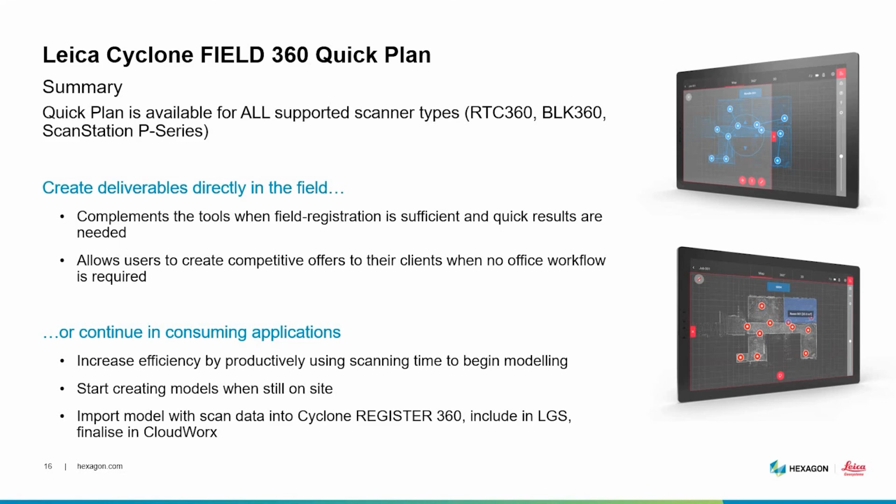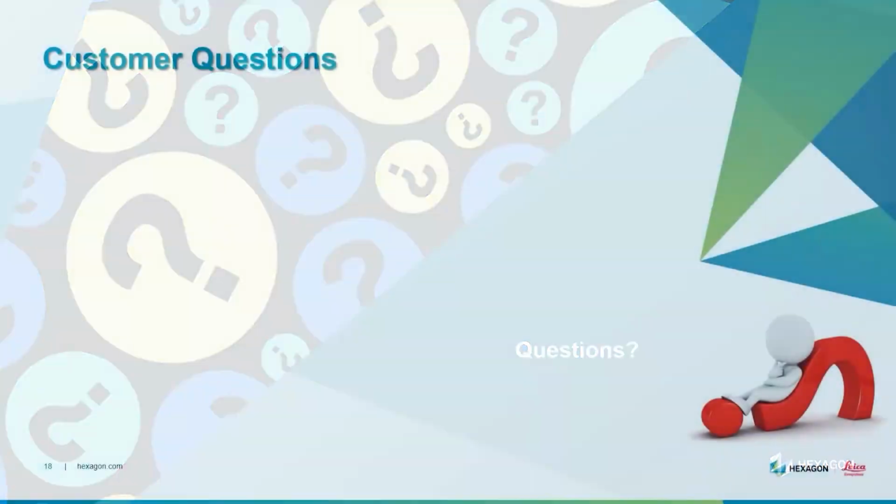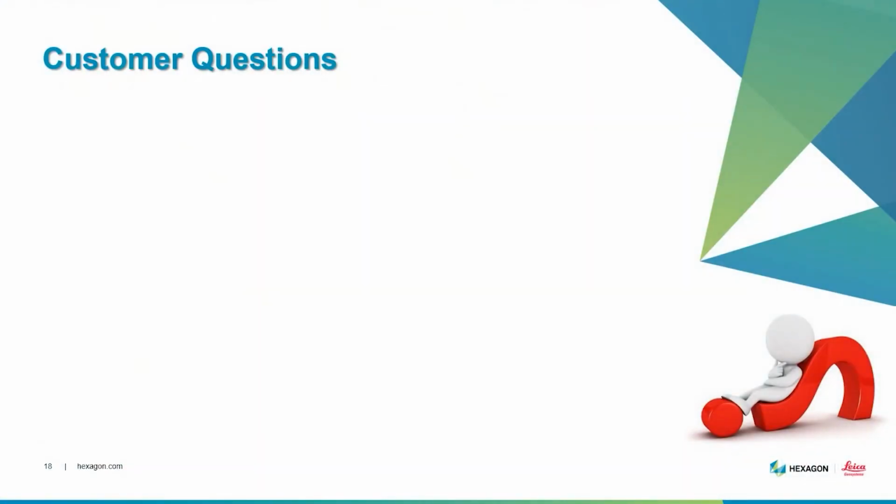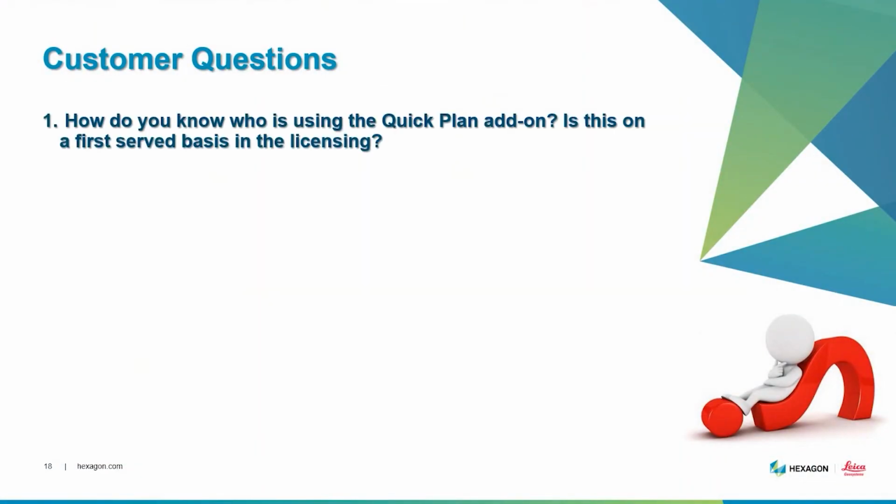So in terms of a few questions that have been sent in from customers that are currently utilising it in the field. The first one is, how do you know who is using the Quick Plan app add-on? Is this on a first come first served basis in the licensing?